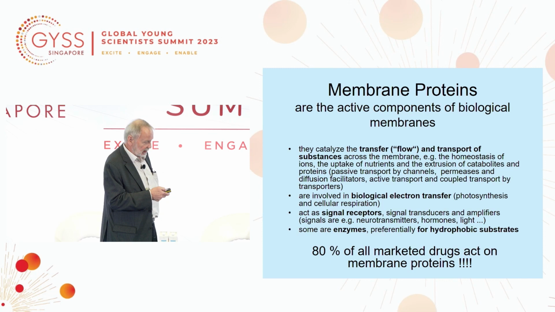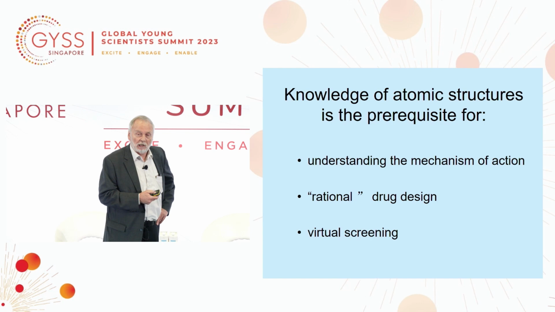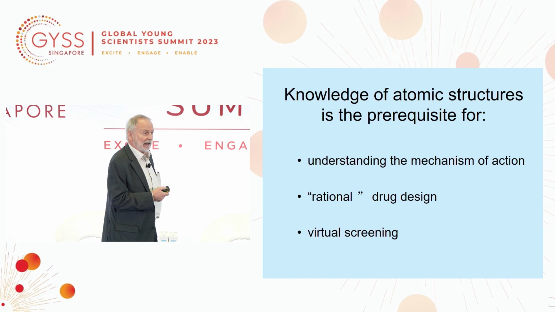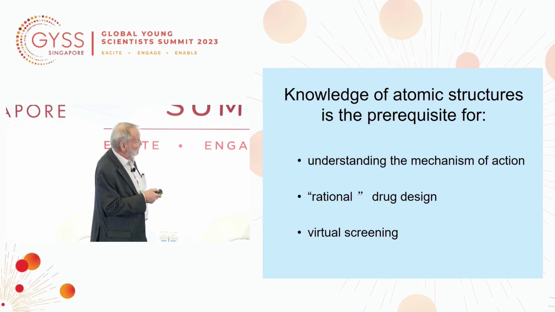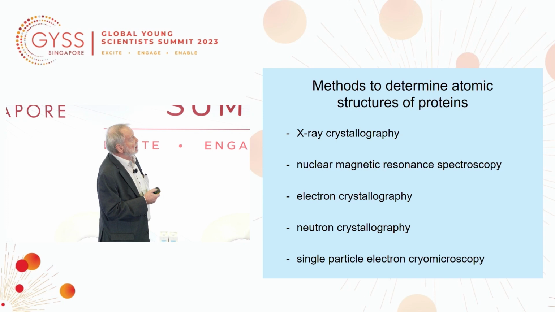And we want to get the atomic structures. This means we want to have the position of each atom, and we want to see the changes of the atom positions when the membrane protein performs its action. This is what we call understanding the mechanism of action. You need that information also for rational drug design or virtual screening, as also was outlined by Brian Kobilka yesterday. And so my interest is how to get atomic structures of these proteins.